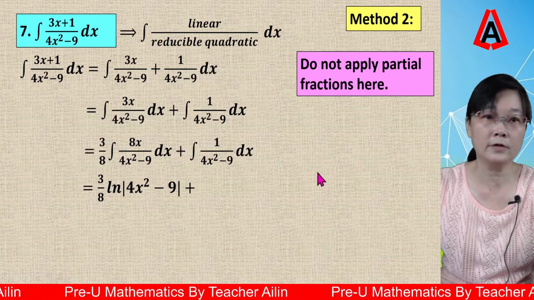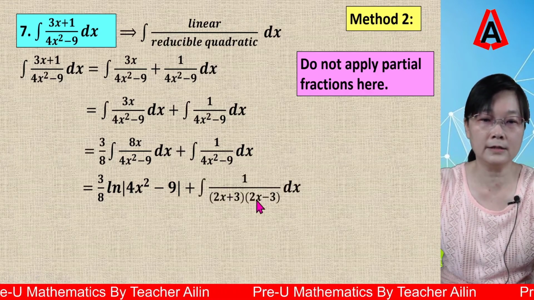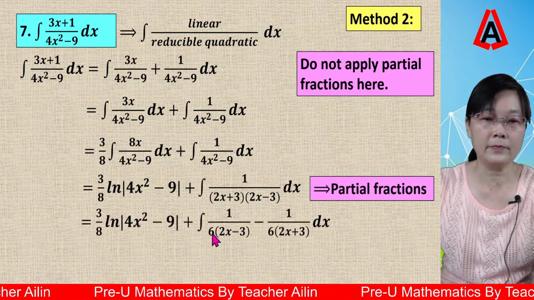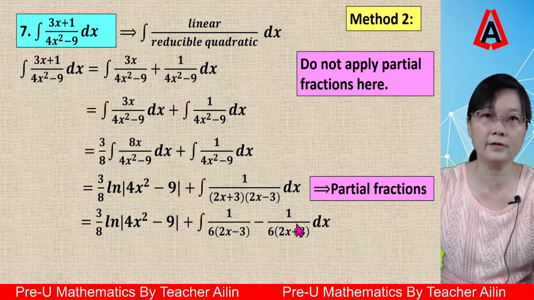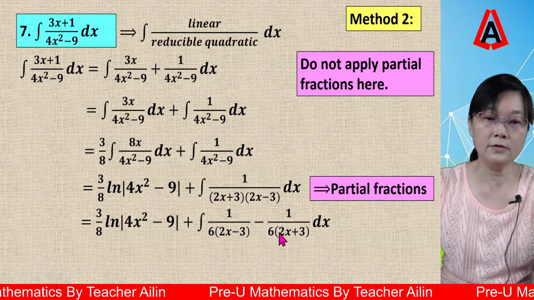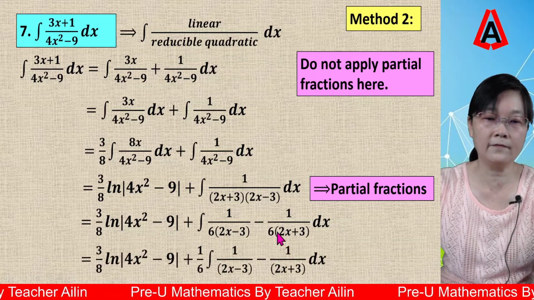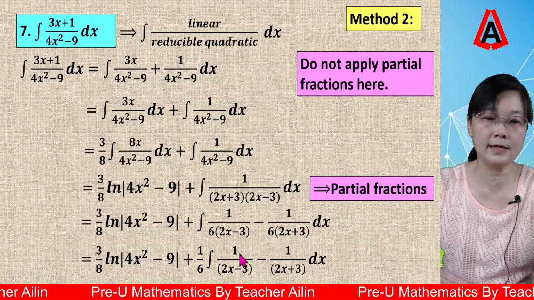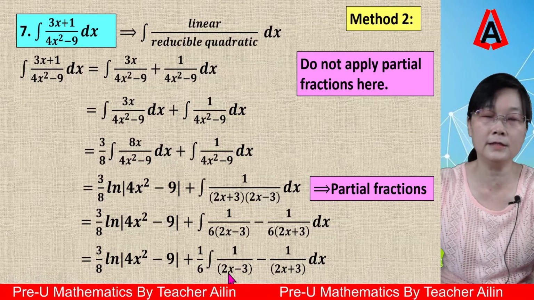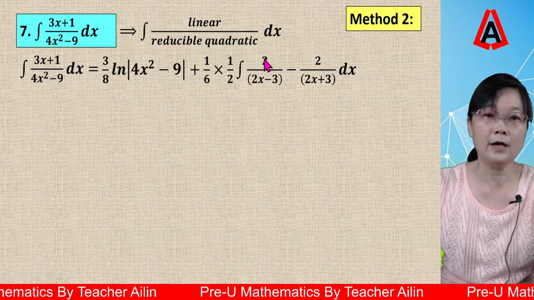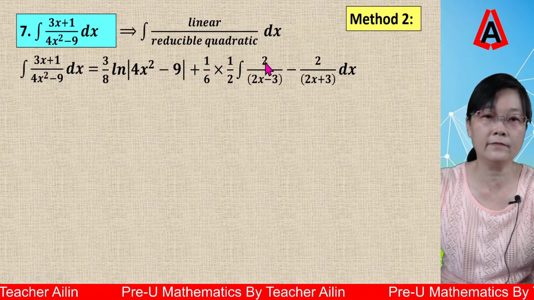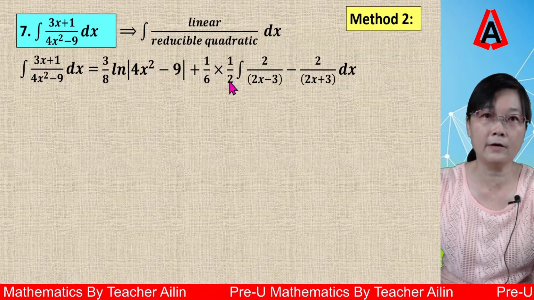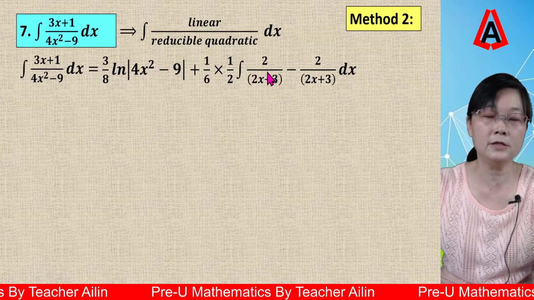So first, I'm going to factorize the denominator, then using partial fractions, I'm going to separate this into two different fractions. Then before I continue, I factorize the common factor here, and I find that I need a 2 on top here because that is the derivative of the denominator. So now I insert the derivative, that is 2, and at the same time, I must divide by the same number out here. Now I'm ready to integrate.